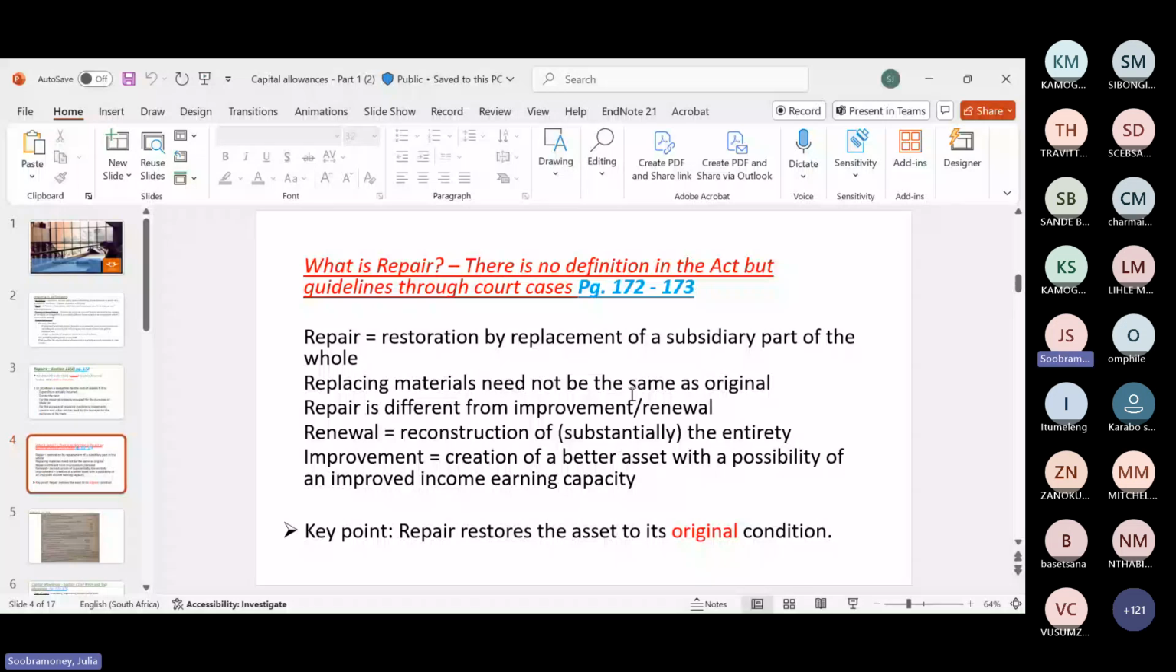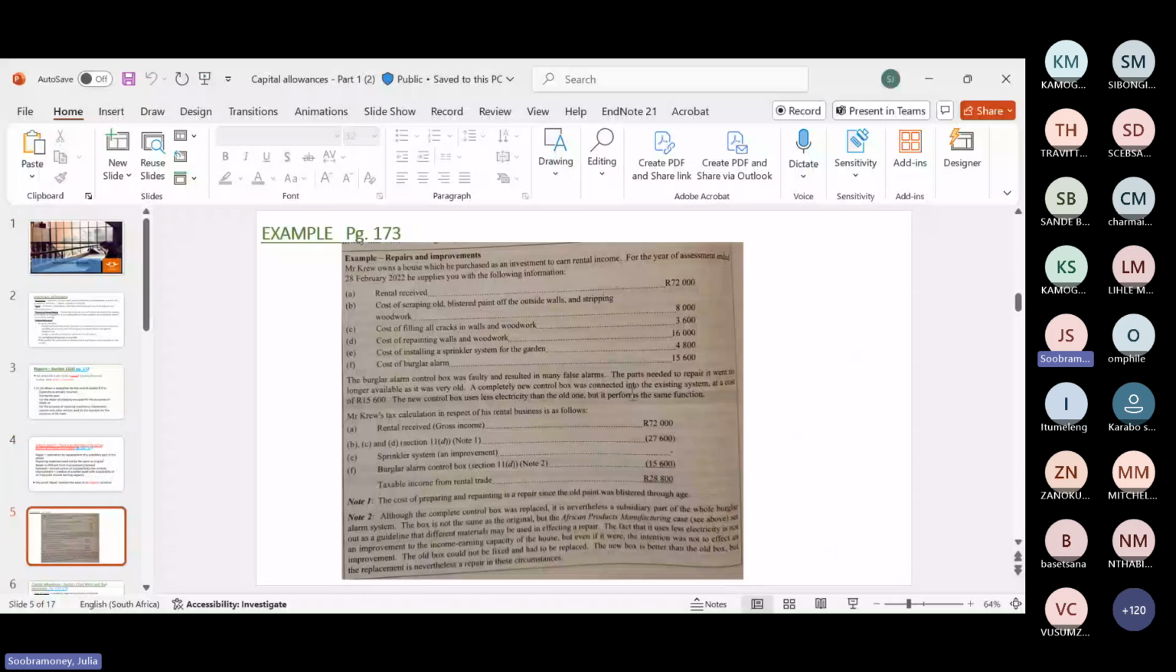Okay. Now, in your textbooks, you will see on page, now I took the snapshot. This was from, I think, 2023, but anyway, it's the same question. There's no difference. The only difference is the year of assessment, but it's exactly the same concept, okay? So if we look at this question, let's start from the top. Mr. Crew owns a house which he purchased as an investment to earn rental income.